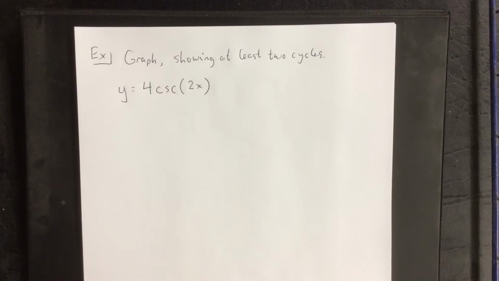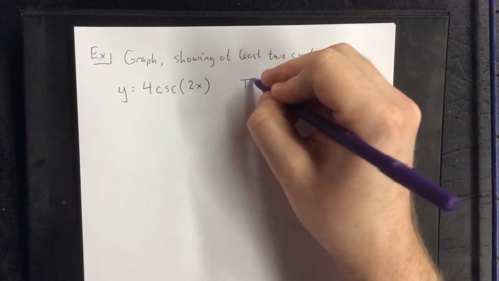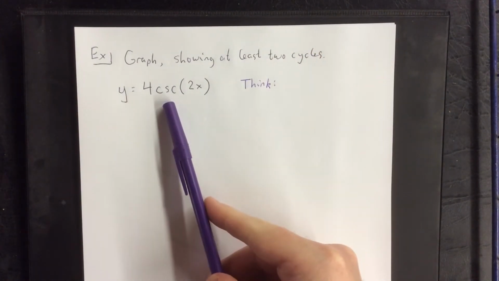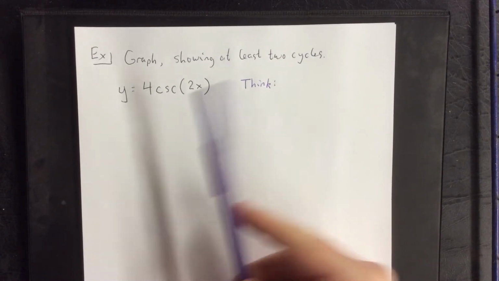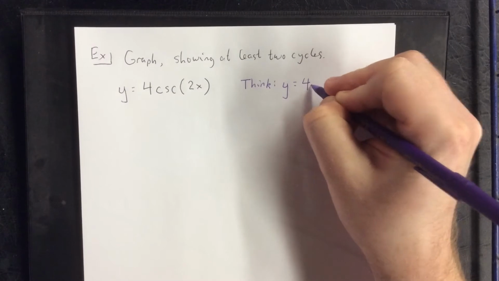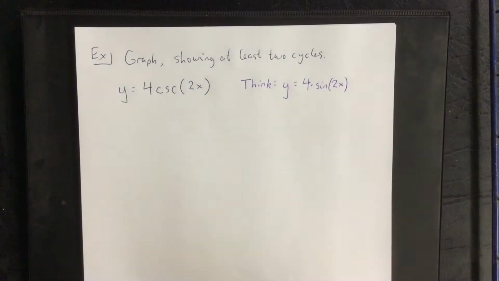To demonstrate an example of a transformed cosecant function, we have y is equal to 4 times the cosecant of 2x. Now what I'm going to think to myself is the cosecant is the reciprocal of the sine function. So if I can draw a transformed sine function and then apply the very important mathematical concept of boop, then we should be in great shape.